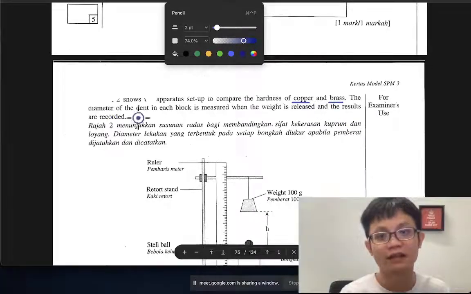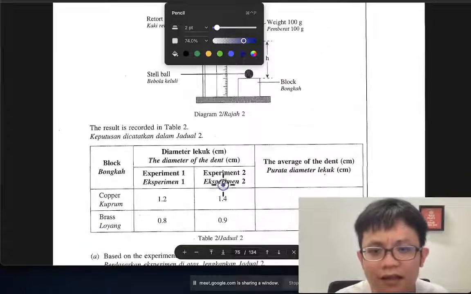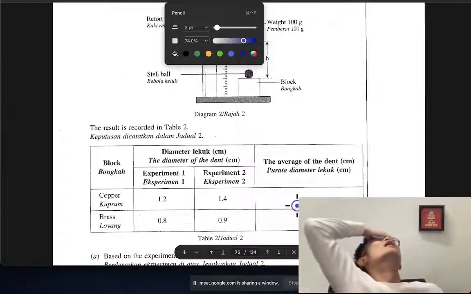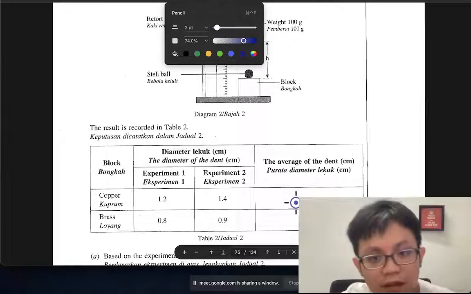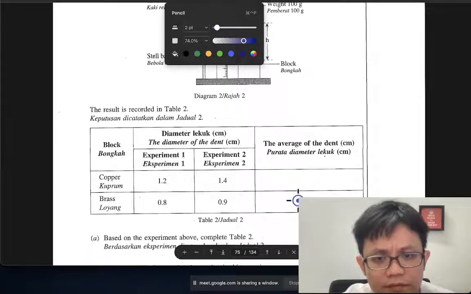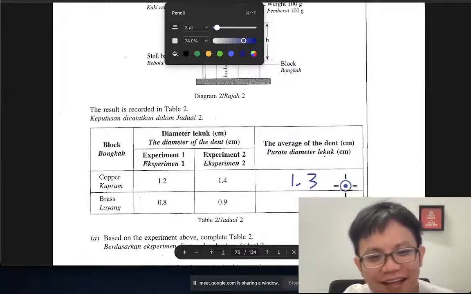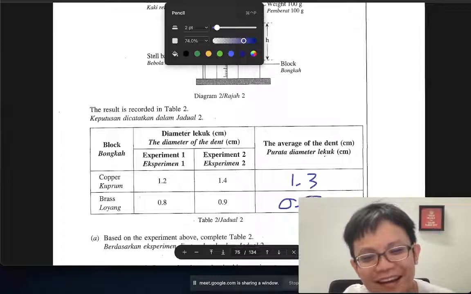The diameter of the dent is measured. Oh, this one is like for one experiment. The dent, they already give you the average dent. So what's the average dent for this one? 1.3. This one? Are you kidding me? You use 0.85. Yeah. You use a calculator?